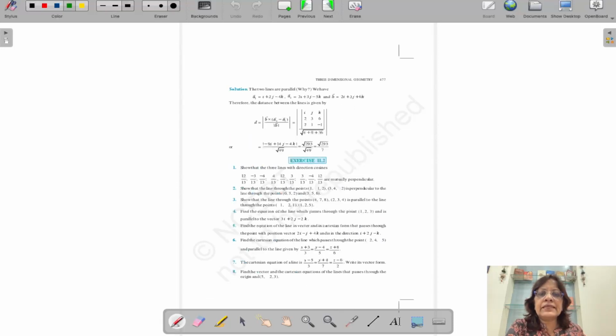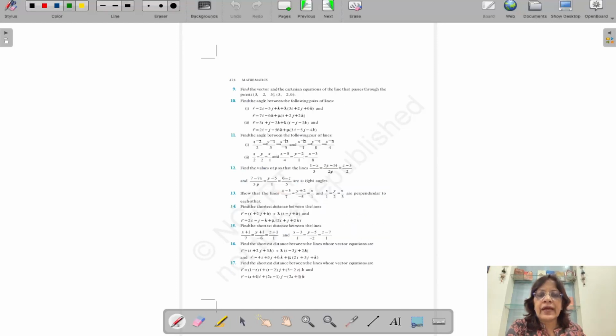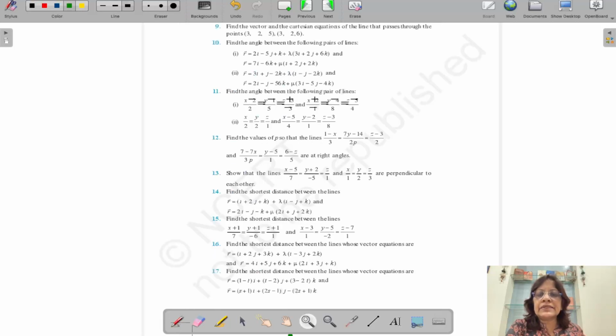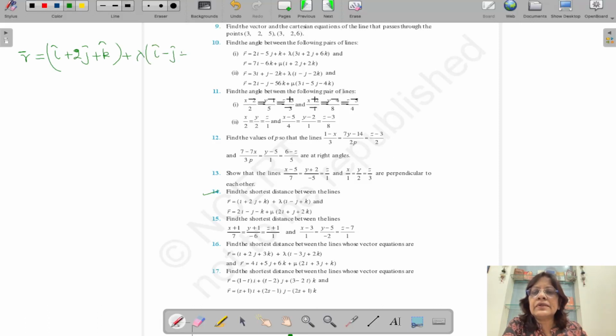Say for example, directly from the exercise we'll take up. This is a very, very important question. These are the questions from the 14th onwards. Question number 14 says, find the shortest distance between the lines. So I'll just write it again over here. The first line is r is equal to i plus 2j plus k plus lambda times (i minus j plus k).